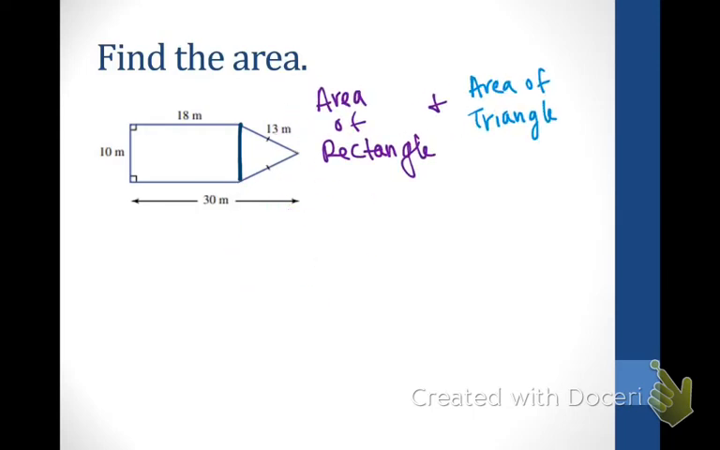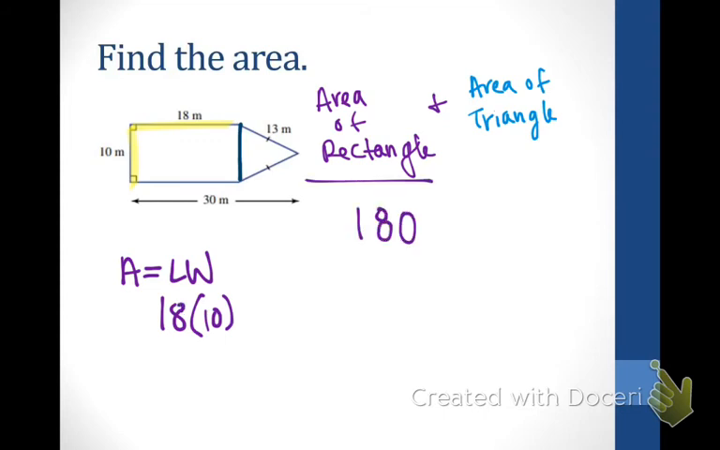So our rectangle right here, okay, area equals length times width. So they gave us the length and the width. 18 times 10, or 10 times 18, it's the same thing. So the area of the rectangle is 180, and it'd be meters squared again, because it's meters. Then we'll find the area of the triangle, 1/2 base times the height. So area of the triangle.